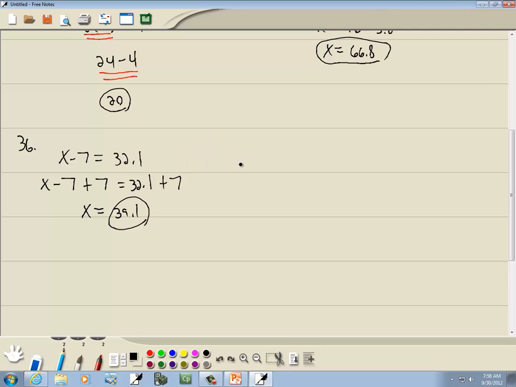Now, the other way you can think of it, one I just talked about up above, we want to get x by itself, so I'm going to take that negative 7 and just move it over to the right side. Anytime you move anything across your equals, the sign changes. So negative 7 becomes a positive 7. And that gives us 39.1.